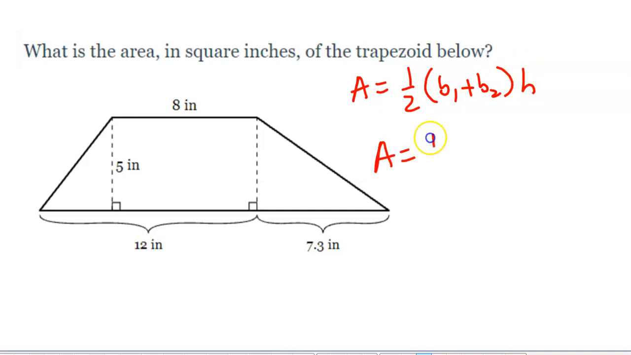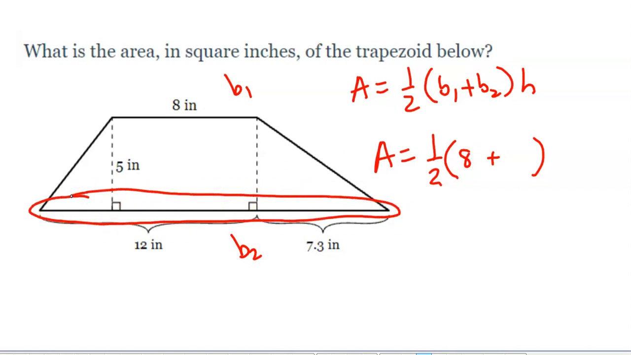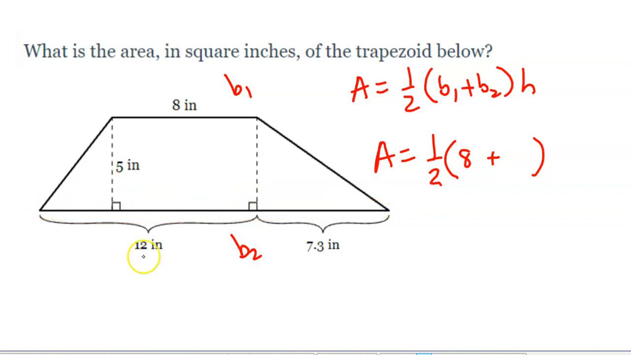So it looks like we can start our formula with the 1/2 because that's permanent. And now, instead of the letters B1 and B2, I'm going to input that information. So it doesn't matter which one is B1 and which one is B2, but I'll label them so you know which one I'm talking about. So the first base at the top is a nice round 8. But the second base on the bottom covers quite a large section. So I actually have 12 inches plus an additional 7.3. So this base actually has to be added together. So 12 plus 7.3 is 19.3.